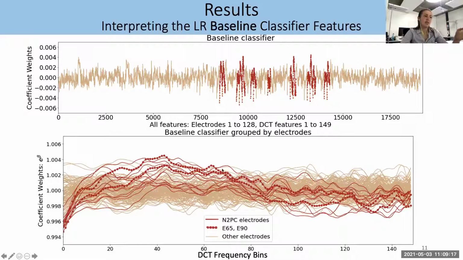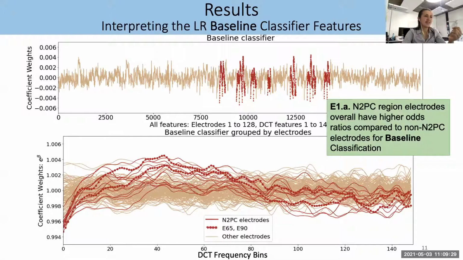Using this graph, now we can compare the N2PC region electrodes to the rest of the non-N2PC region electrodes to see if there is some pattern emerging. And already from this, we can see that the N2PC region electrodes overall have a stronger odds ratio compared to the non-N2PC electrodes, as 1 is here. And yeah, that's true for the baseline classification.